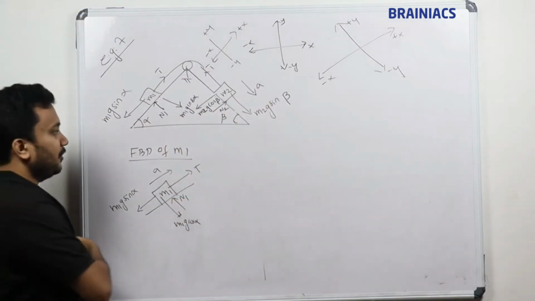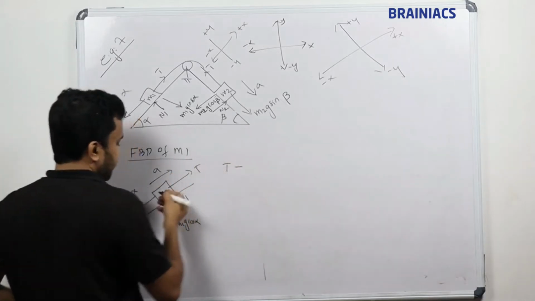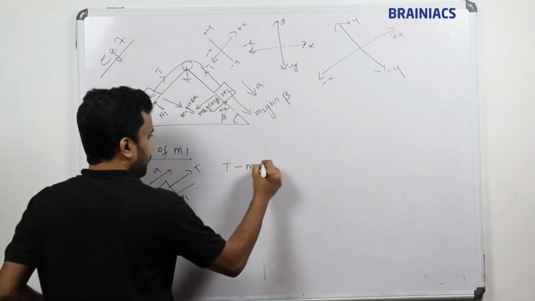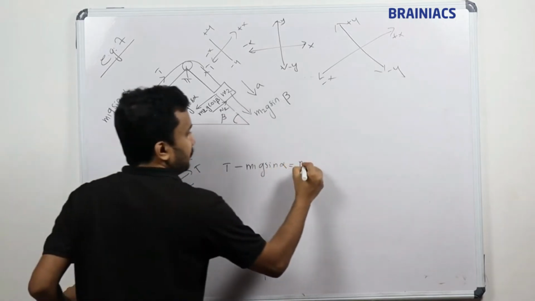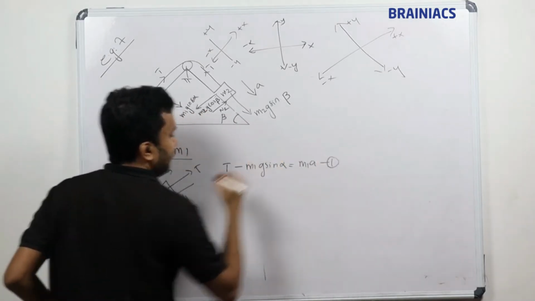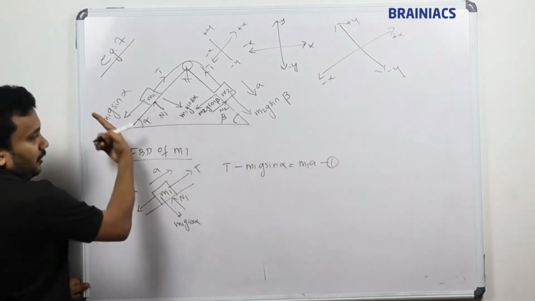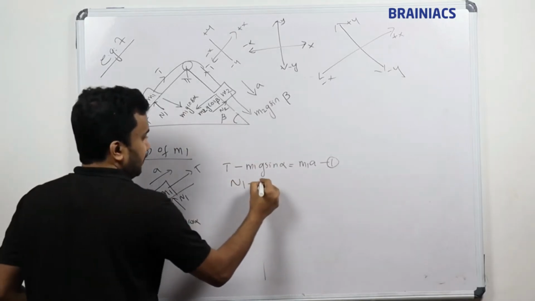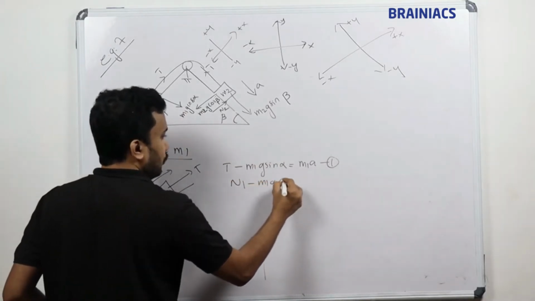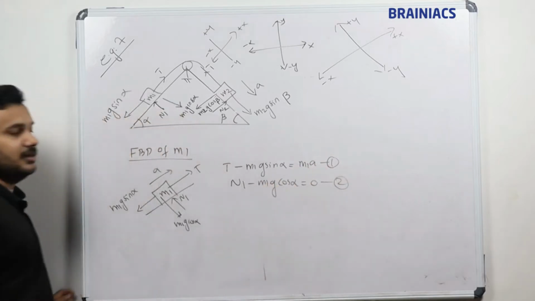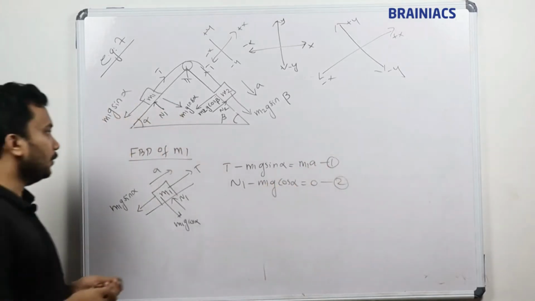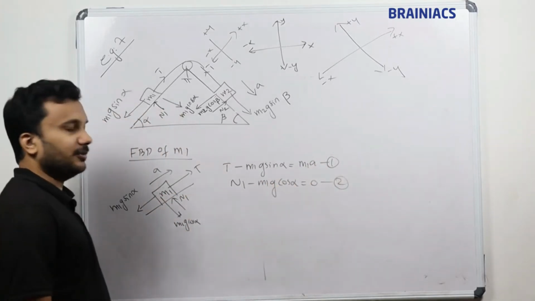In this case the block is moving upward because it's moving like this. Now can you tell me the formula? T is upside, so T minus the downside m1g sine alpha is equal to m1a, since acceleration is upward. This is equation number 1. N1 is positive, so N1 minus m1g cos alpha is equal to 0 because the block is not moving in this direction. Okay, so we got two equations for this one.